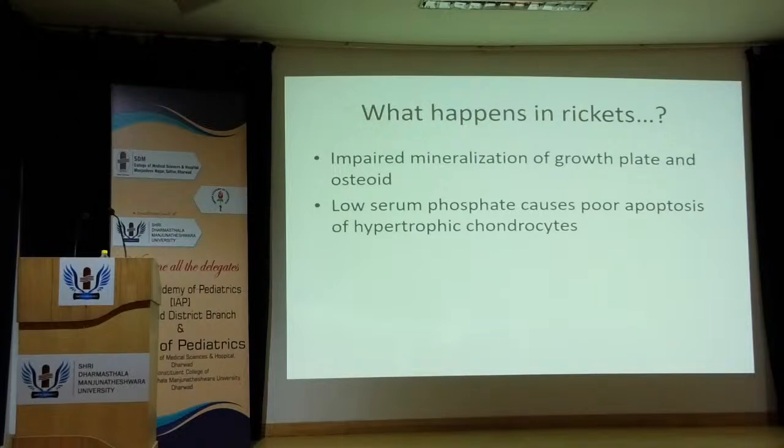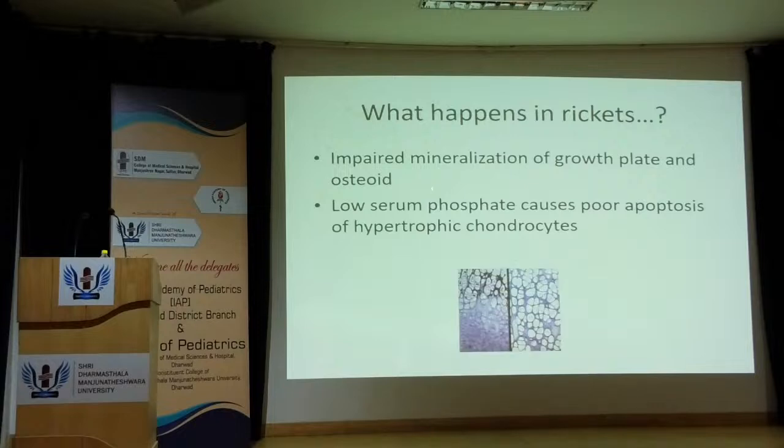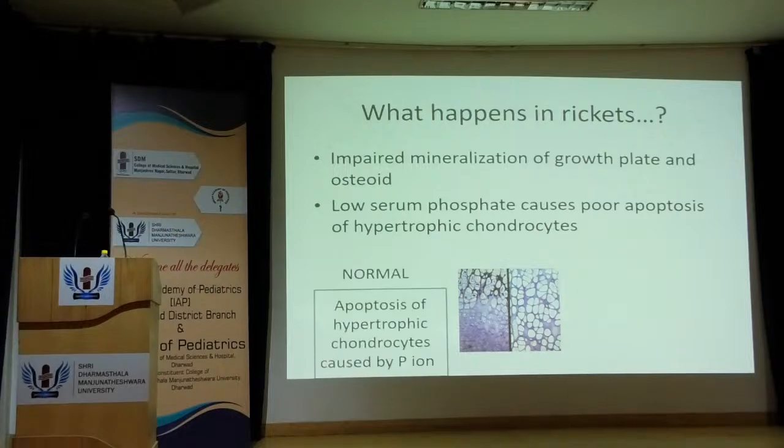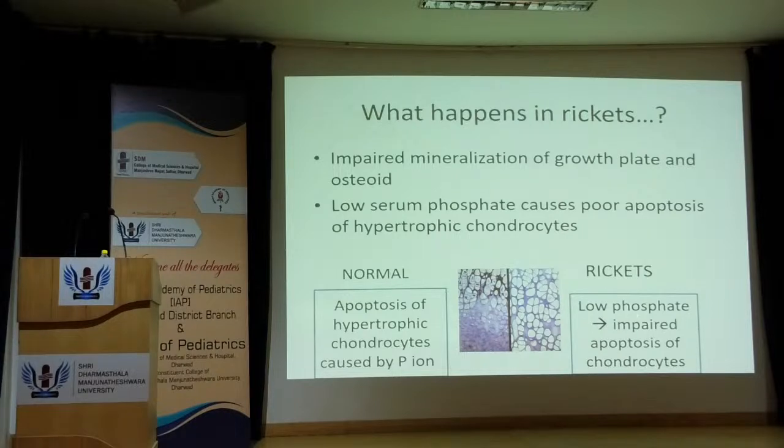What is apoptosis? Programmed cell death. Otherwise there will be excessive proliferation. So the phosphate ion is the one which is required for this programmed cell death and proper molding of the bone. Normally, when there is normal phosphate, there will be apoptosis of the hypertrophied chondrocytes by phosphate ion. In rickets, because of the low phosphate, this apoptosis doesn't happen. That's why we see all the bony features of widening, because the chondrocytes start accumulating and are not removed, and there is no mineralization.